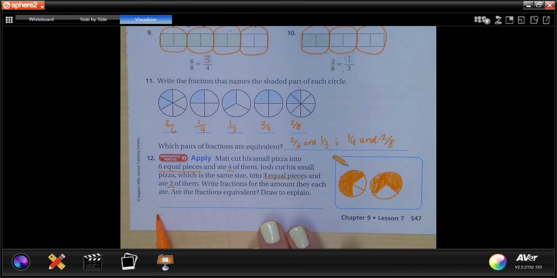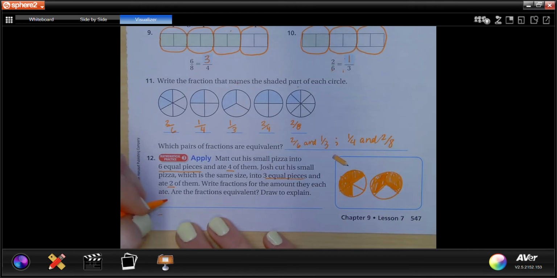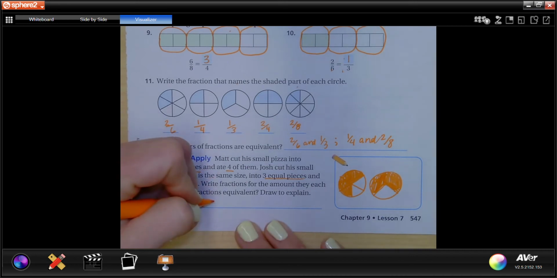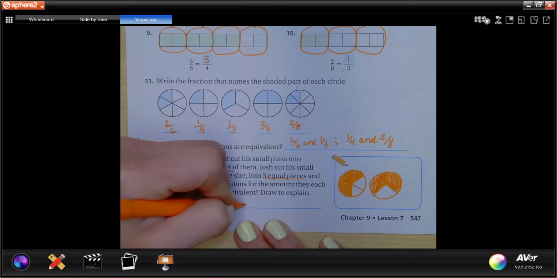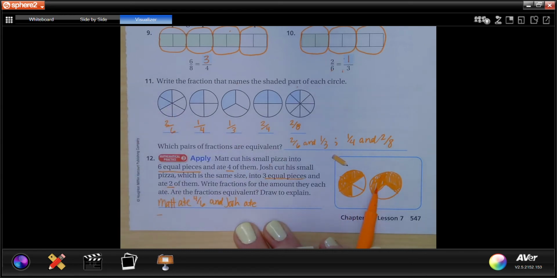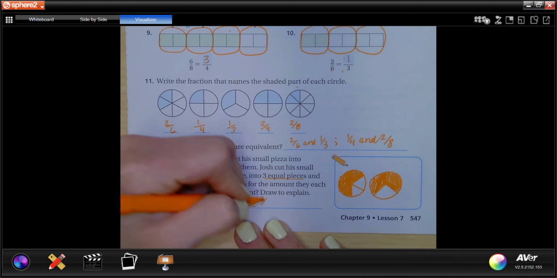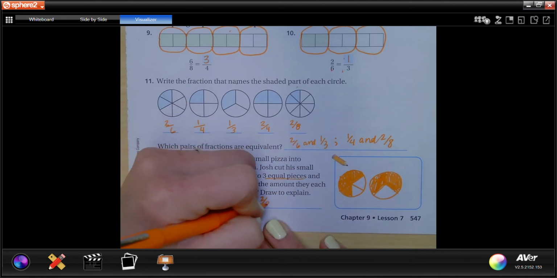Write fractions for the amount they each ate. Well, Matt ate 1, 2, 3, 4 out of how many? 6. And Josh ate 1, 2 out of 1, 2, 3. 3.